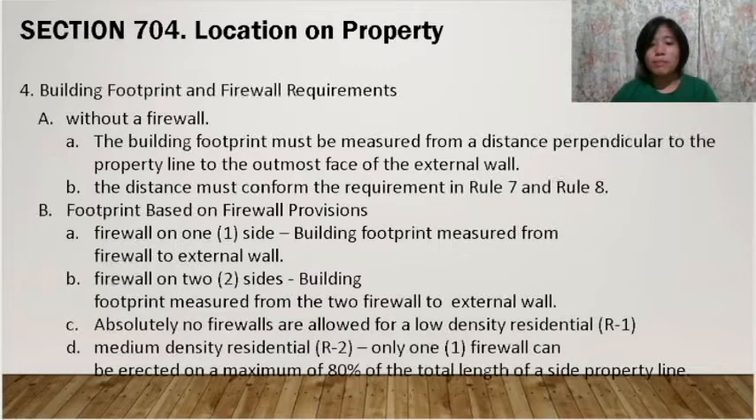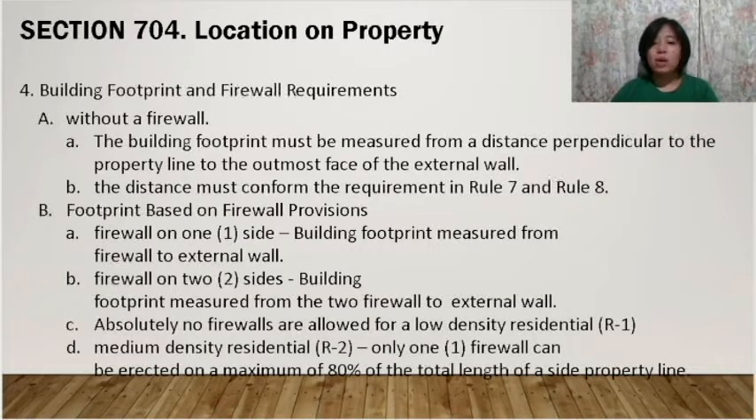Building footprint measured from the firewall to the external wall. 2. Building firewall on two sides. Building footprint measured from firewall to the external wall of the building. Absolutely no firewalls are allowed for low density areas are 1.